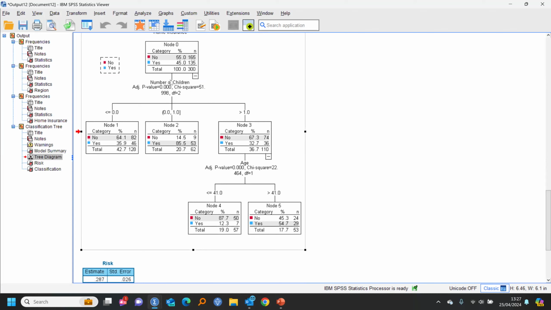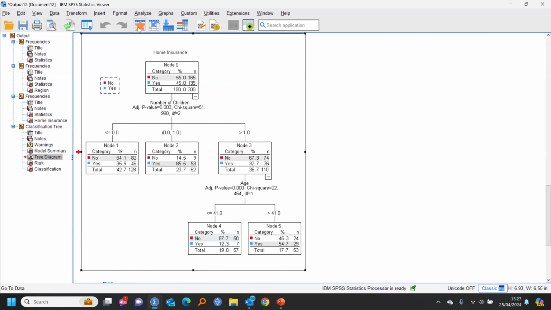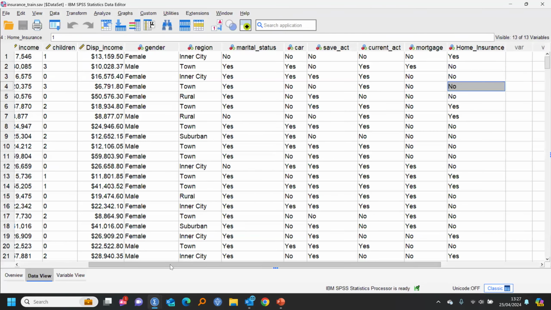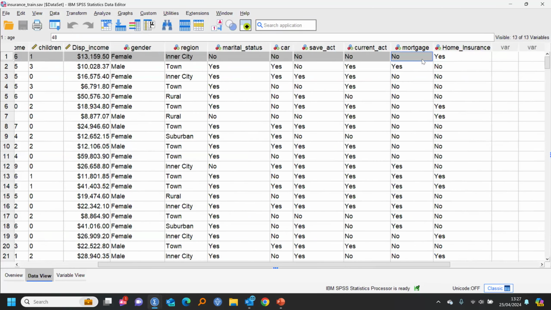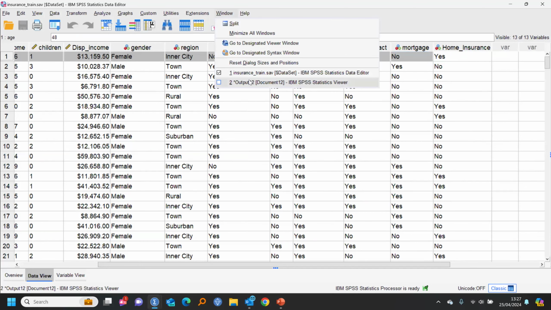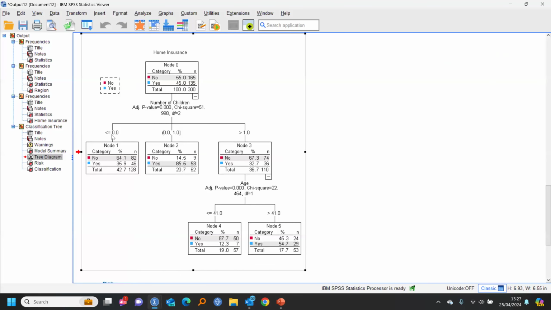Currently, the most important factor it has found among all of these different fields, let's just look back at these fields, all these different fields here we could have used to predict this outcome, is the number of children that people have. And it's saying 0, 1, or greater than 1. That's how we interpret this. And this is node 1, node 2, and node 3.